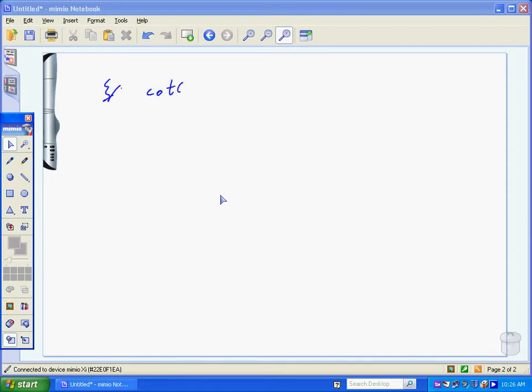Cotangent of theta plus tan theta. And we'll do the triple equal here. Cotan theta times secant squared of theta.